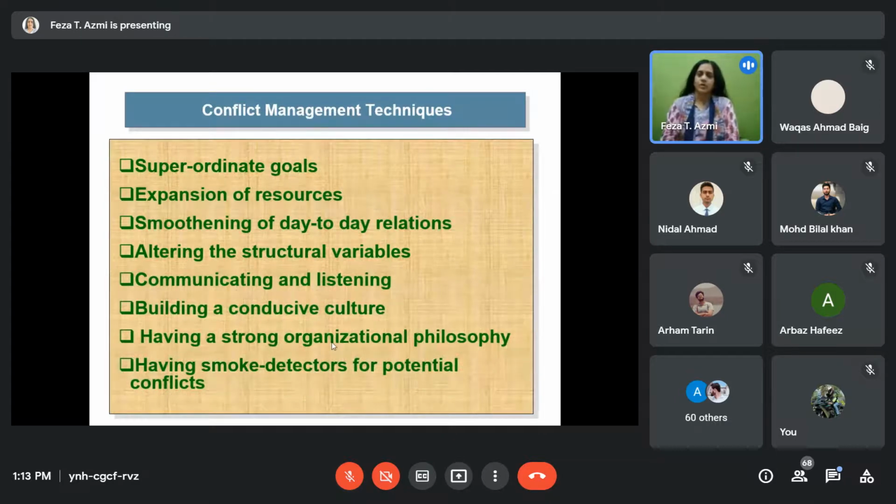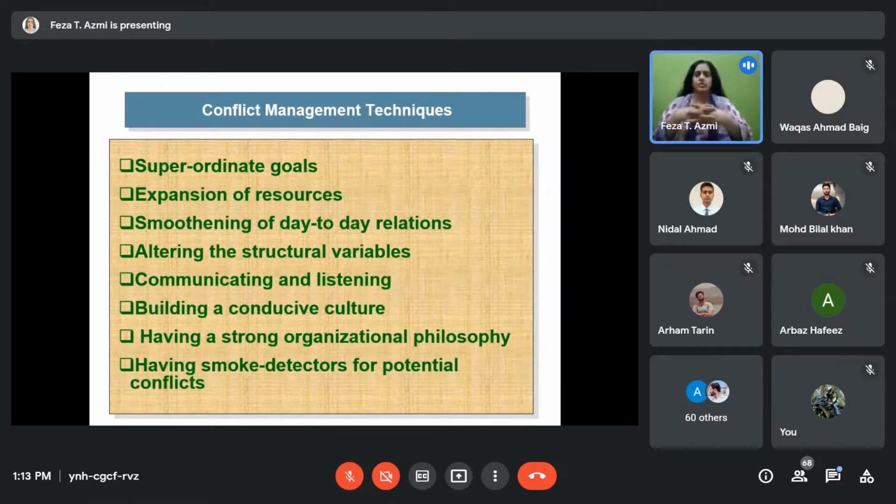So superordinate goals. What is this? We all have goals in our life, isn't it? Every employee has goals. But when we come to the organization, we must remember that the organization's goals are superordinate. They are above our personal goals. The interest of the organization is above our own personal interests. That superordinate goal has to be upheld.